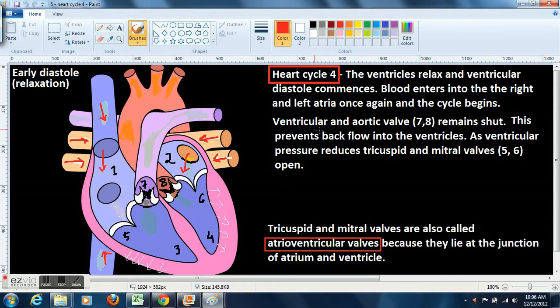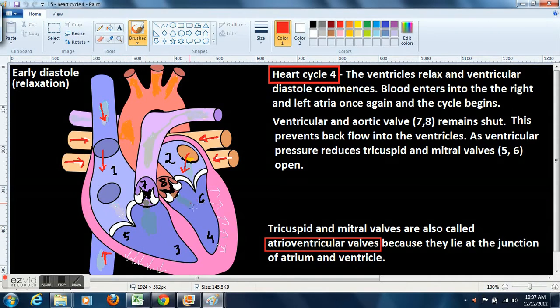Blood enters into the right and left atria once again, because now ventricular pressure is reducing, so blood will start entering. Because ventricular pressure is reduced, blood will start again flowing from the inferior and superior vena cava and from the pulmonary veins into the atriums. So blood enters into the right and left atrium once again, and the cycle will begin.